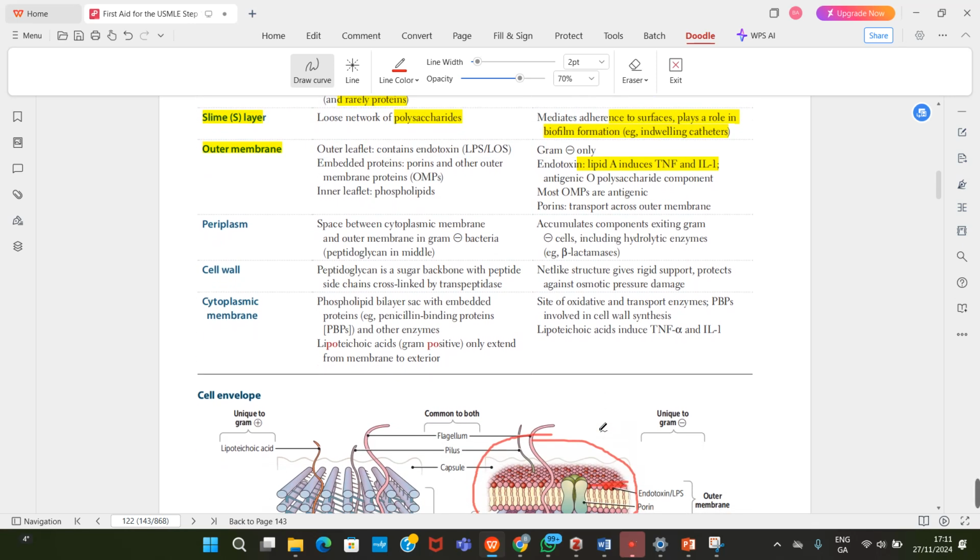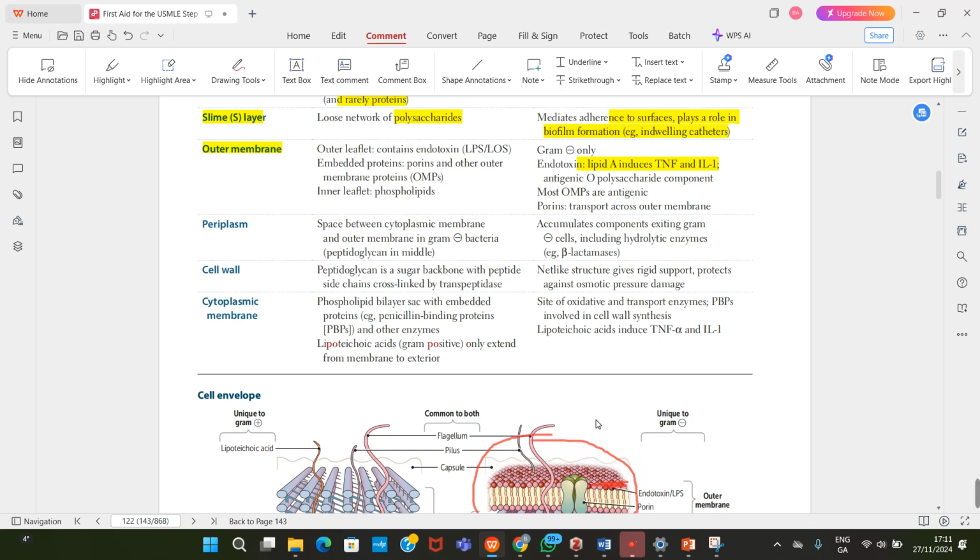And what is contained in the outer leaflet of the outer membrane is the endotoxin. Very, very important stuff. The endotoxin. And what is this endotoxin made up of? The lipopolysaccharide or the lipo-oligosaccharide. The lipopolysaccharide or the lipo-oligosaccharide constitutes the endotoxin of the outer leaflet. Now, the difference between them is that the majority of the gram-negatives have LPS. It is only Neisseria that has LOS.